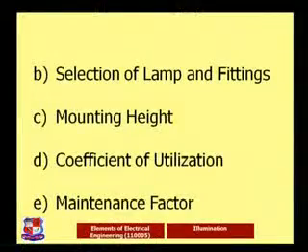The next one is the coefficient of utilization. All these things are there: the object is there, the source is there, and light is falling onto the object. But how are we going to utilize it, and have we utilized it in a proper manner, as per the requirement? That is decided by the utilization factor, or the coefficient of utilization.